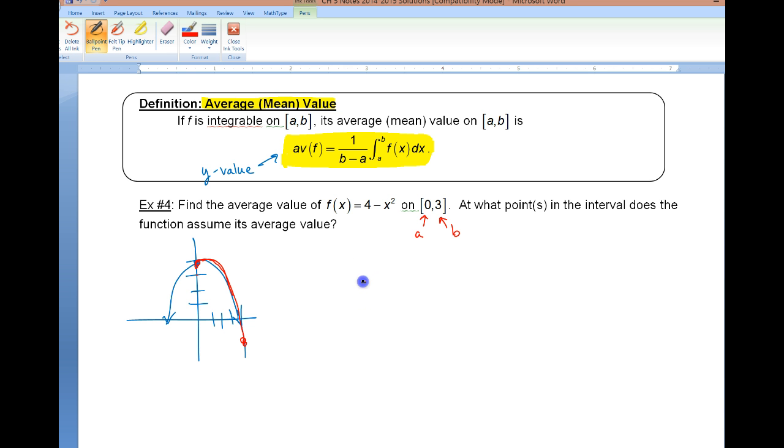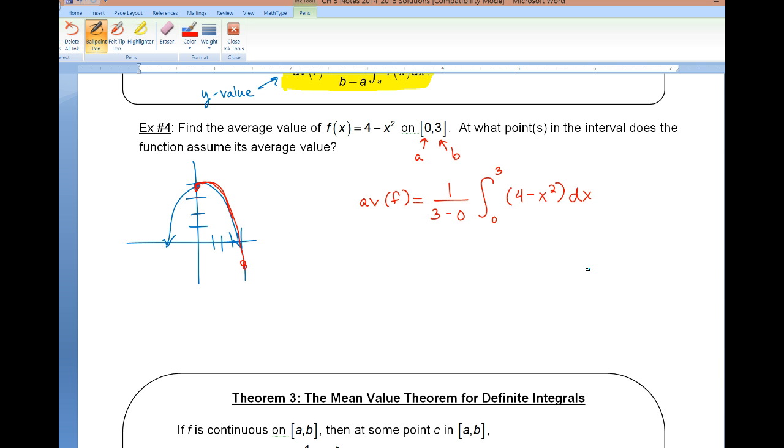For this one, it's going to be somewhere in between. So I'm going to do 1 over 3 minus 0, and then the integral from 0 to 3 of 4 minus x squared dx. And then we can also figure out at what point that would be an x value. So average value is a y value, and then at what point this is going to be your x value. Let's just work on figuring out the integral first, okay?